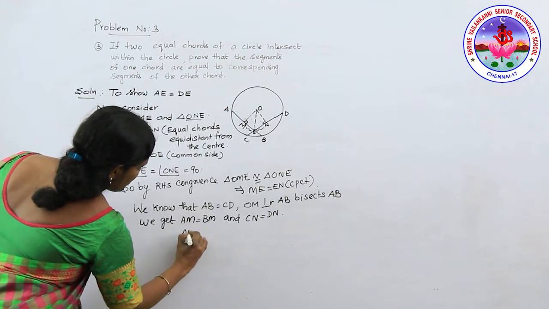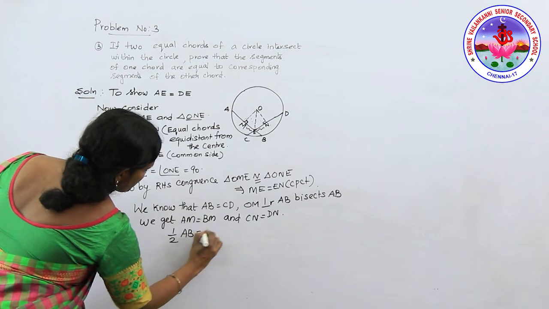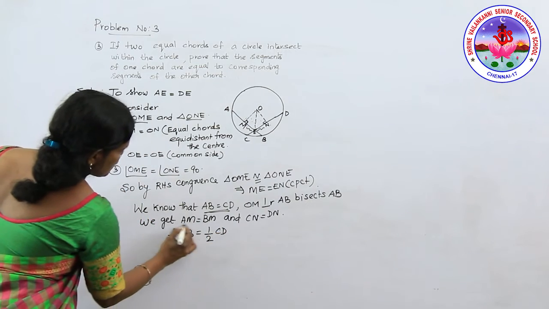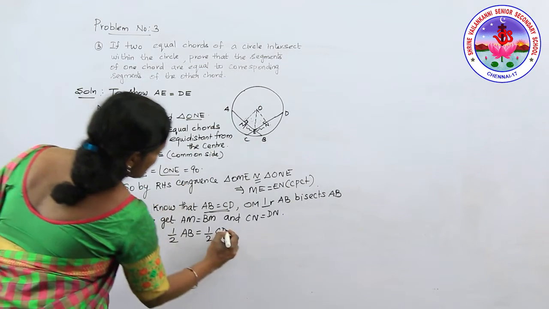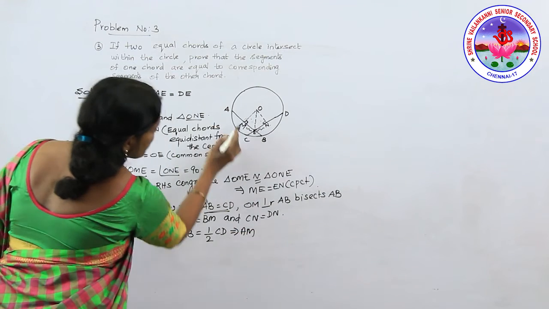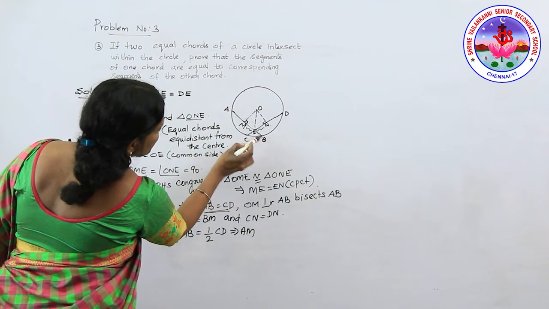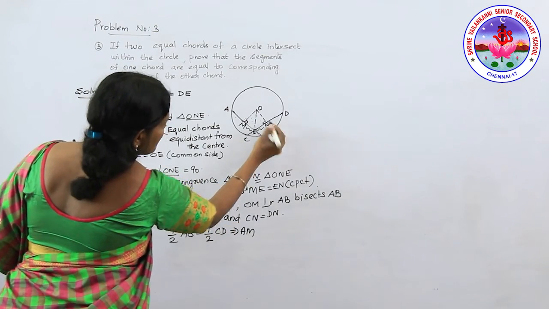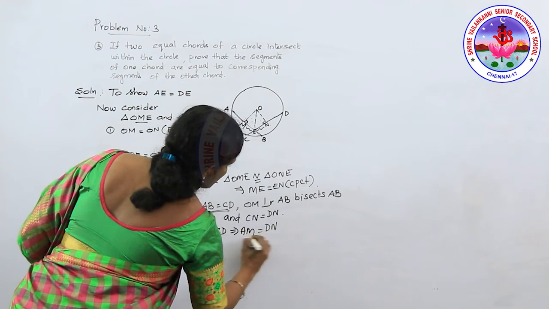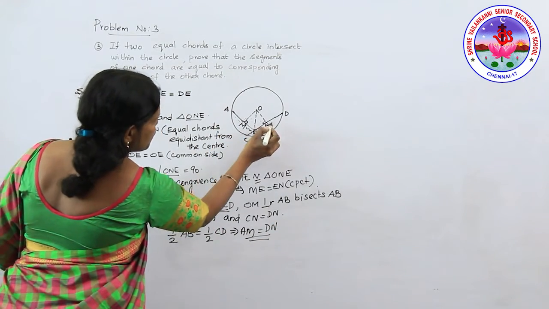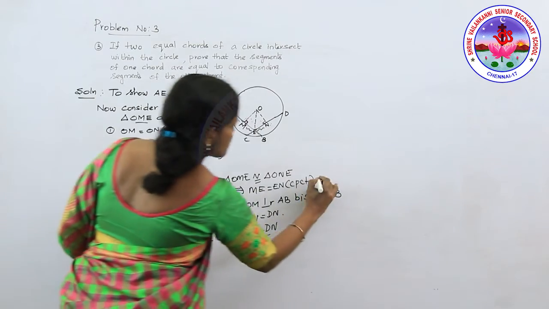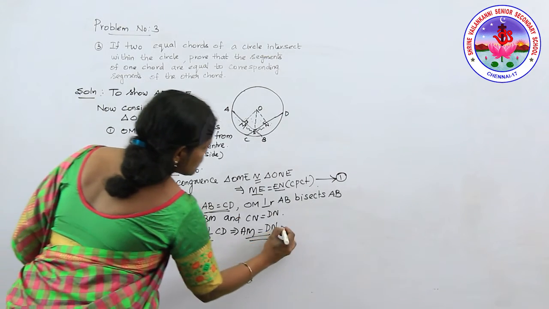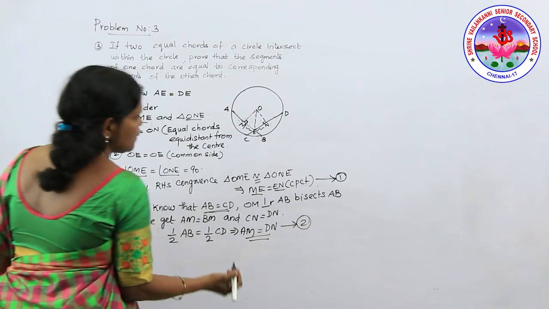I am using AB and CD as equal chords, multiplying half on both sides. So instead of half of AB, I am writing it as AM, since it bisects into two equal halves. Half of AB I am writing as AM, and half of CD I am writing as DN. So I got AM is equal to DN. And from the previous concept I got ME is equal to EN, calling it equation 1, and AM is equal to DN, calling it equation 2.